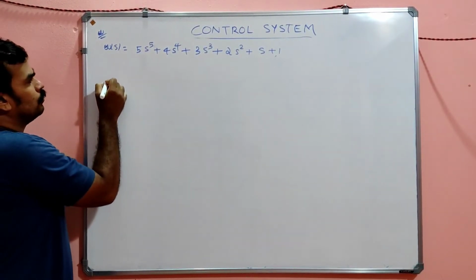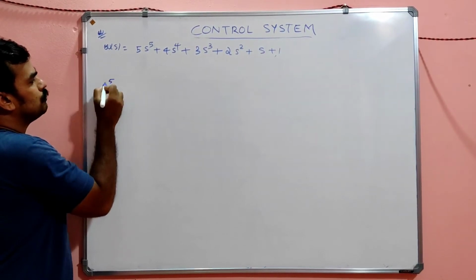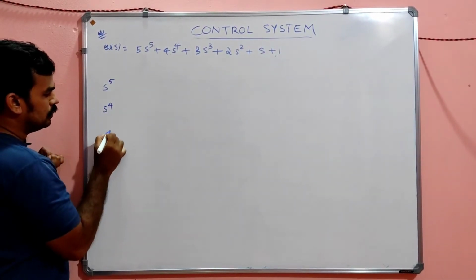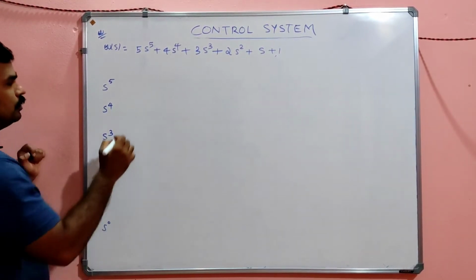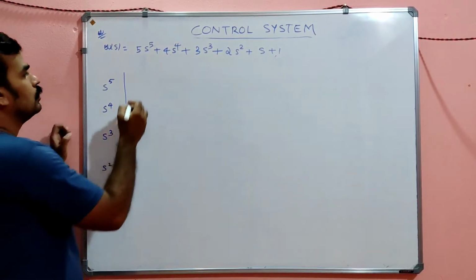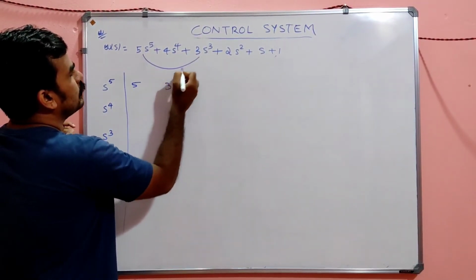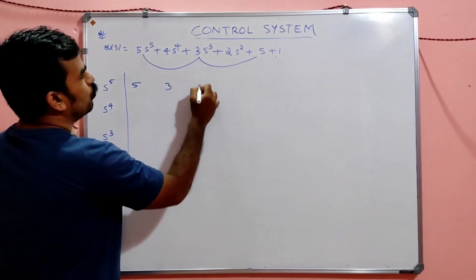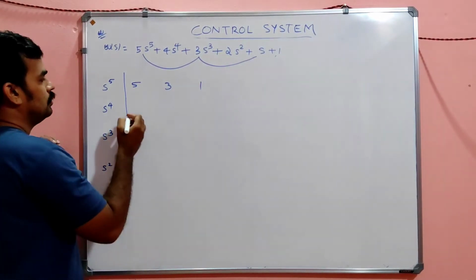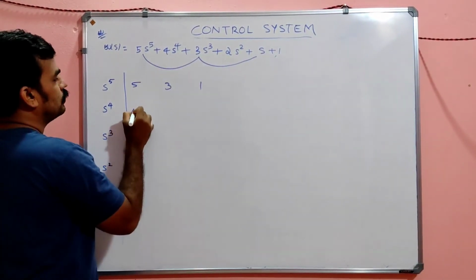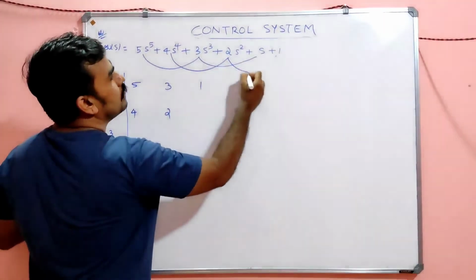Okay, how can we find it? Write the Routh array. S raised to 5, S raised to 4, S cube. So it will be 5, alternatively 3, alternatively 1. Correct? Coefficients 5, 3 and 1. Next 4, alternatively 2, alternatively 1.